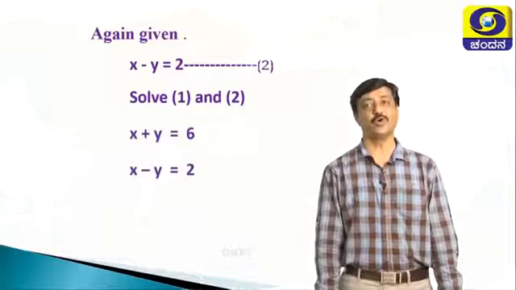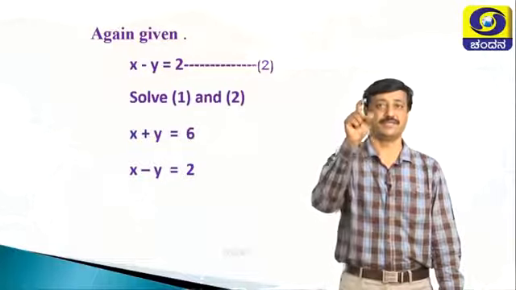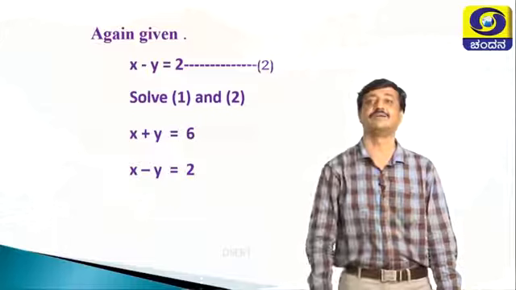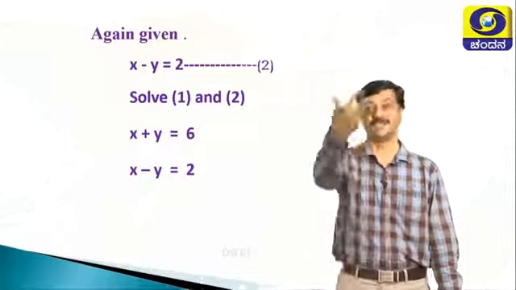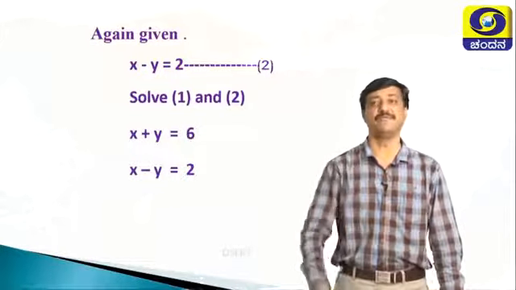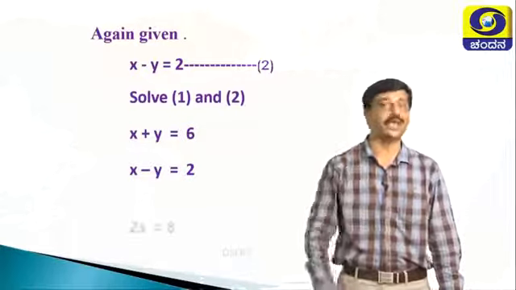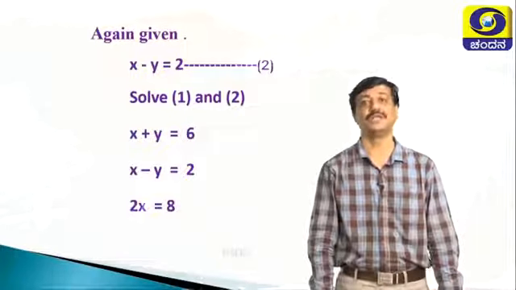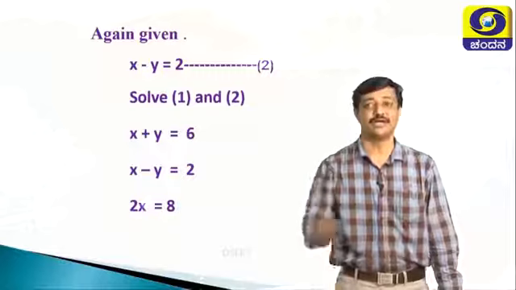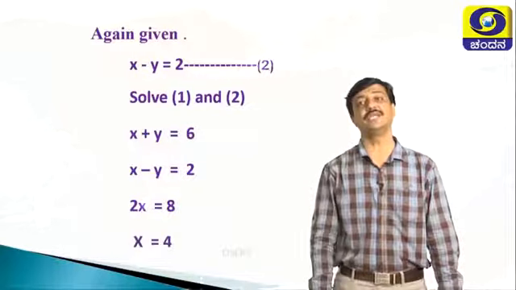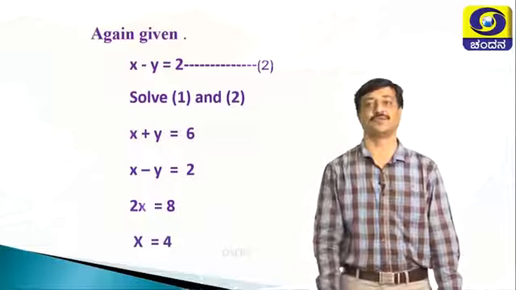If you compare the coefficients of y, the numerical values are equal, with opposite signs. If that is the case, we have to add both the equations. Add equation 1 and equation 2. You will get 2x equals 8. Now divide by 2 on both sides. Finally, you will get the x value as 4.